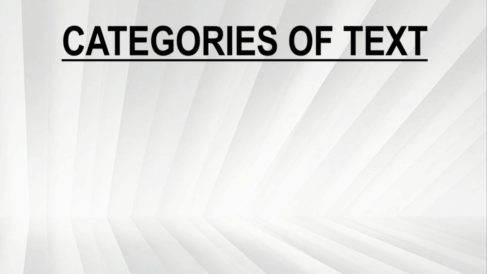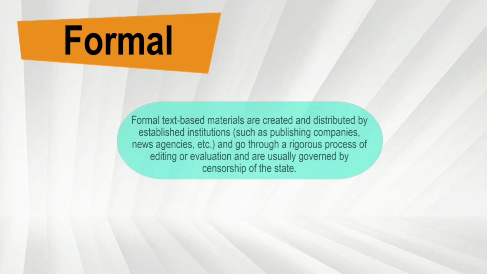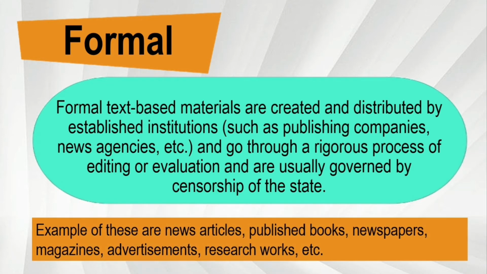We can categorize texts into two: formal and informal type of texts. Let us differentiate them. Formal type of text are created and distributed by established institutions such as publishing companies, news agencies, and go through a rigorous process of editing or evaluation and are usually governed by censorship of the state. So basically, formal type of texts are the texts that we can only see in news articles, published books, newspapers, magazines, advertisements, research works, and the likes.